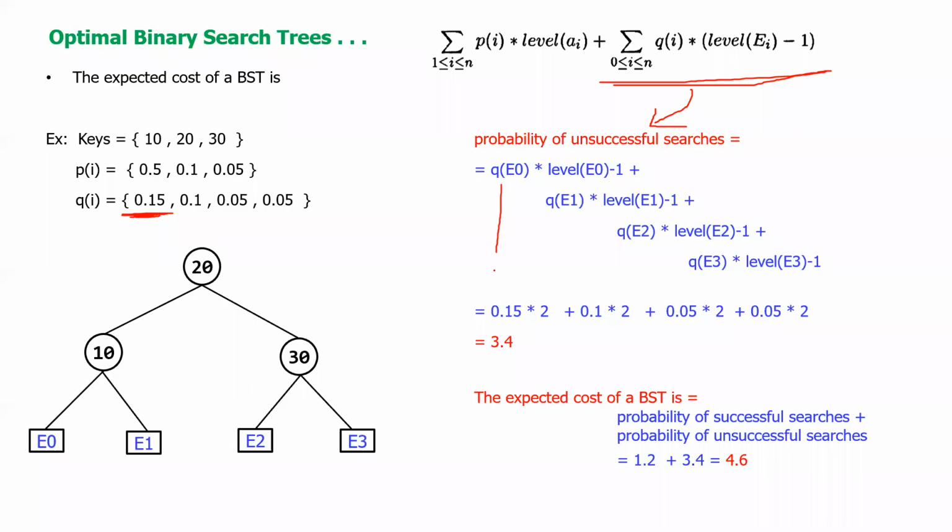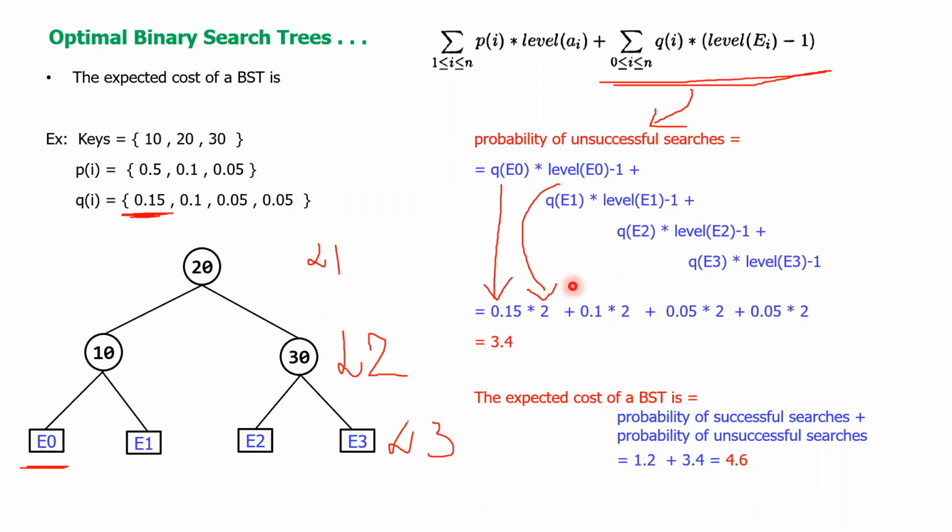So the probability of E0 is 0.15. Then what is the level of E0? The level of E0 is 3, assuming that the levels start from 1. Here it is level 1, this is level 2, this is level 3 in the tree. The level of E0 is 3, so 3 minus 1 is 2. So this is how I got this 2.